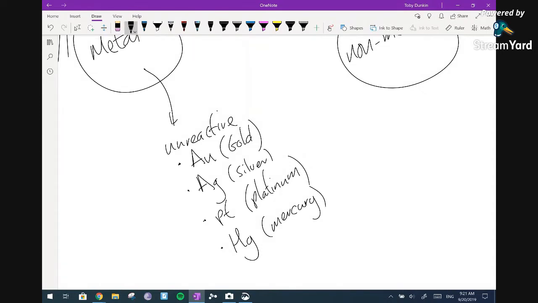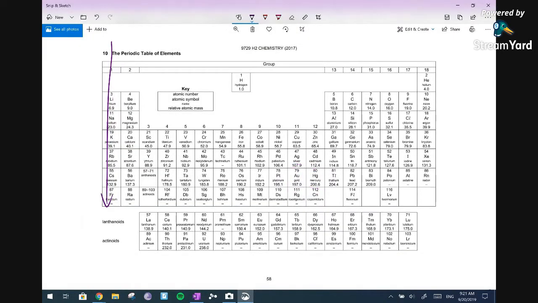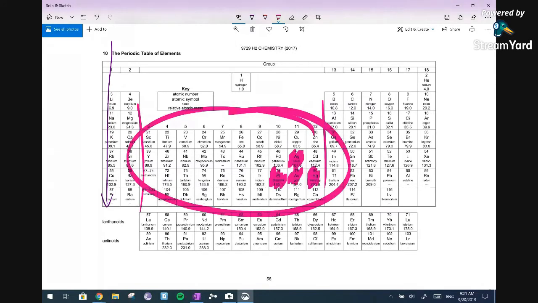And now, if we look at them on the modern periodic table, we find them all in a very similar place. Silver, gold, mercury, platinum. They're all in this central column, in this middle block here. And this block is called the transition metal block.